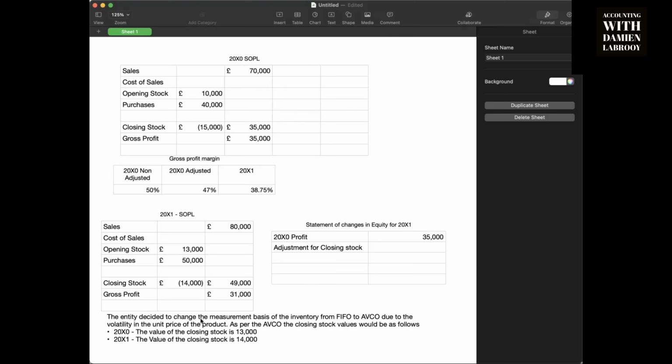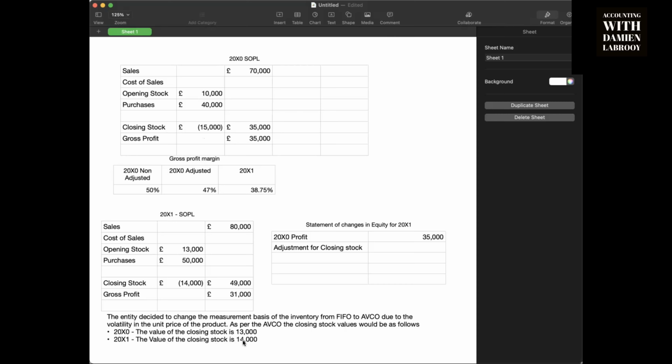As per the AUCO, the closing stock values would be as follows. 2000X0, the value of the closing stock is going to be 13,000. Before the adjustment, when we were using FIFO, the closing stock was 15,000. Now you see the closing stock is decreased by 2,000 to 13,000.